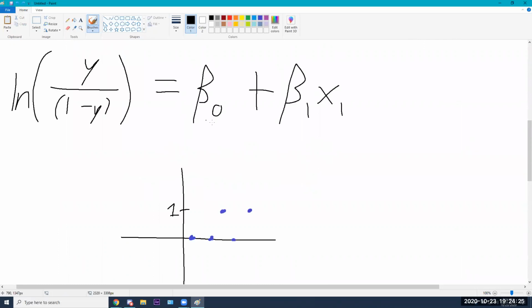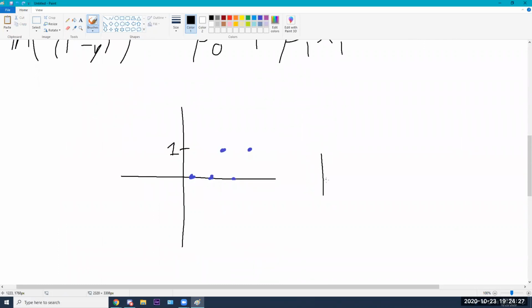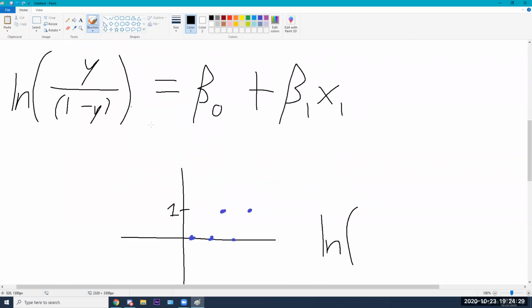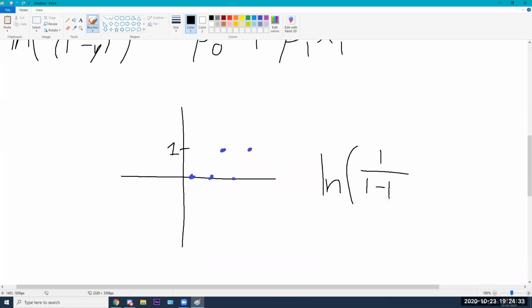So for a y, we have ln of y over 1 minus y, which for y equal to 1 is ln of 1 over 1 minus 1, equals whatever line. You'd apply this transformation, and this would be the location of your y on your new logit scale. But as you can clearly see here, this gives us an error. We can't divide, we just get 0.